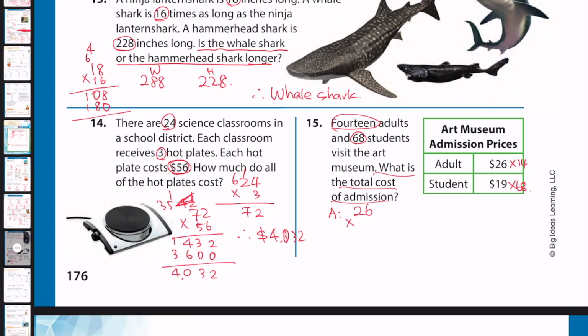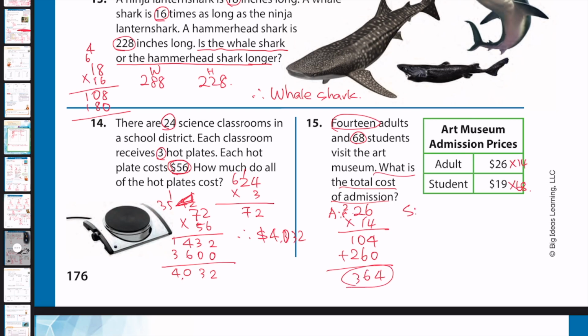So 26 times 14. 6 times 4, 24. Carry 2 up. 2 times 4 is what? 8. 8 plus 2 is 10. Now let's move on to the second row, which is I need to add 0 automatically. And then 1 times 6 is 6. 1 times 2 is 2. When you add them all together, 4, 6, 3. That's for the adults, okay?